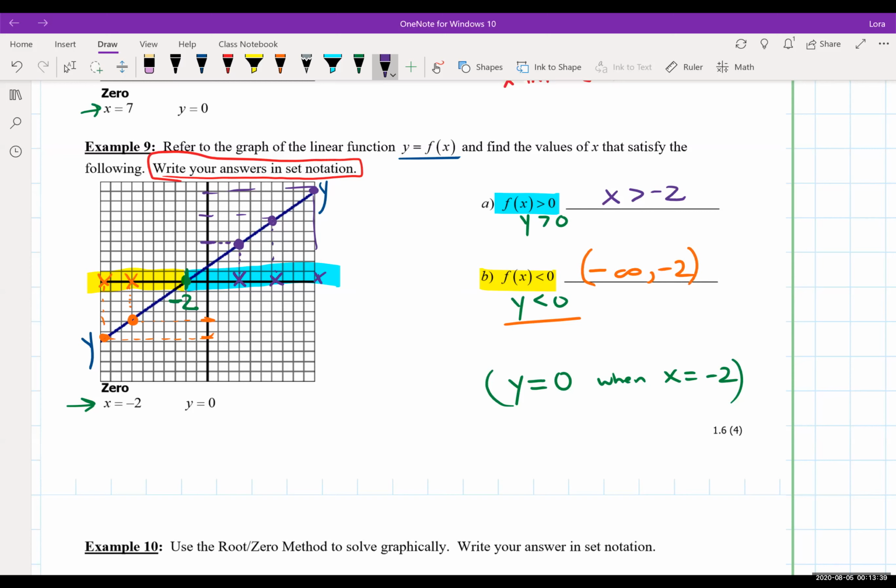But the real set notation always starts off with what variable were you using? Well, we're solving for x. So it's x such that this inequality is true. And then we use braces to enclose our statement. So that is our set notation.